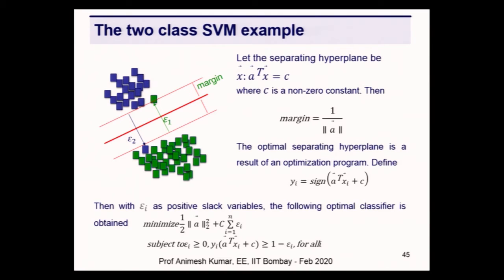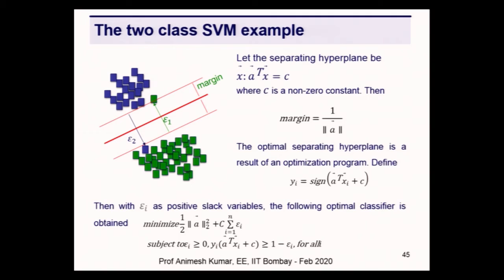And then there is a second part, which is saying that whenever a point makes an error, it brings in an epsilon1. So I don't want too many of these epsilon1s and epsilon2s, okay? So you add up all these epsilon1s and epsilon2s, and then you look at the inverse of the margin square, and you want to minimize this. How do you minimize this? You minimize this by choosing the A vector and the constant C both.